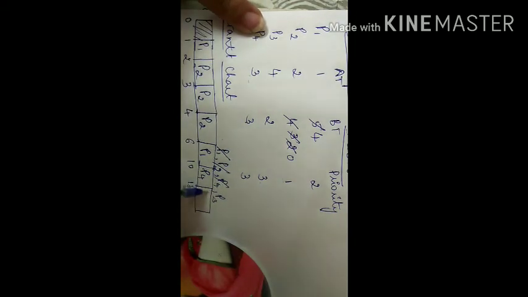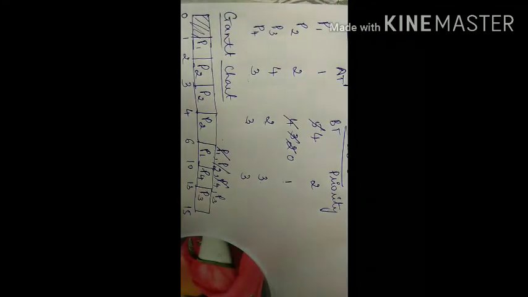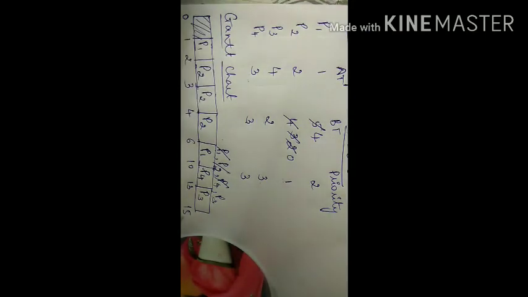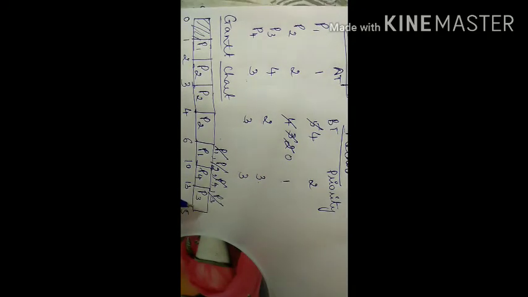And then finally P3 will be scheduled, that is, for 2 milliseconds. 13 plus 2, 15. 15 milliseconds. Strike it out. Our final Gantt chart.